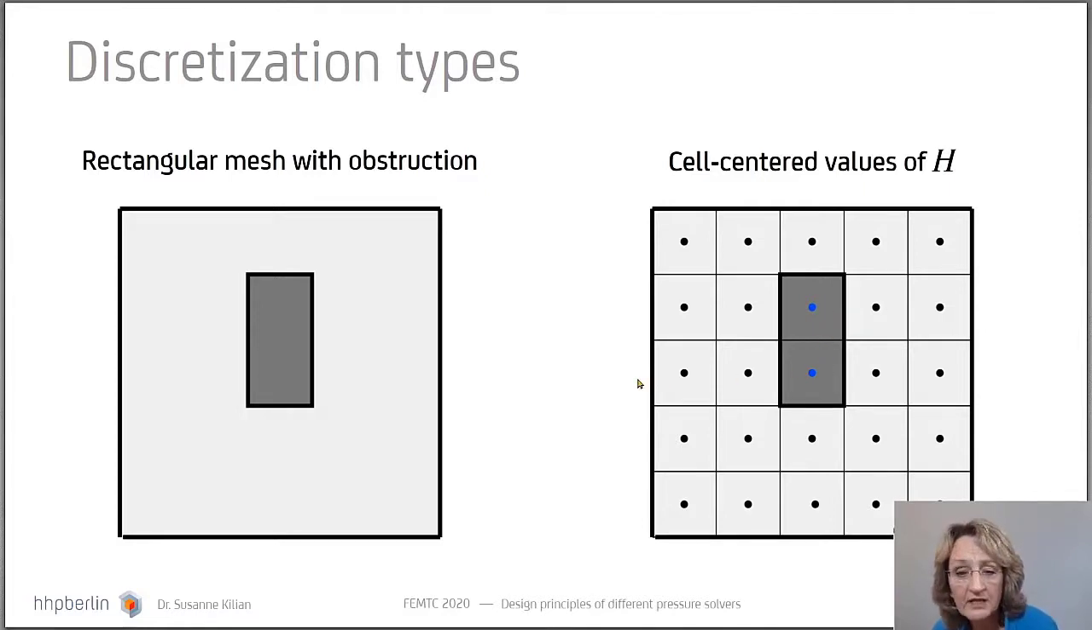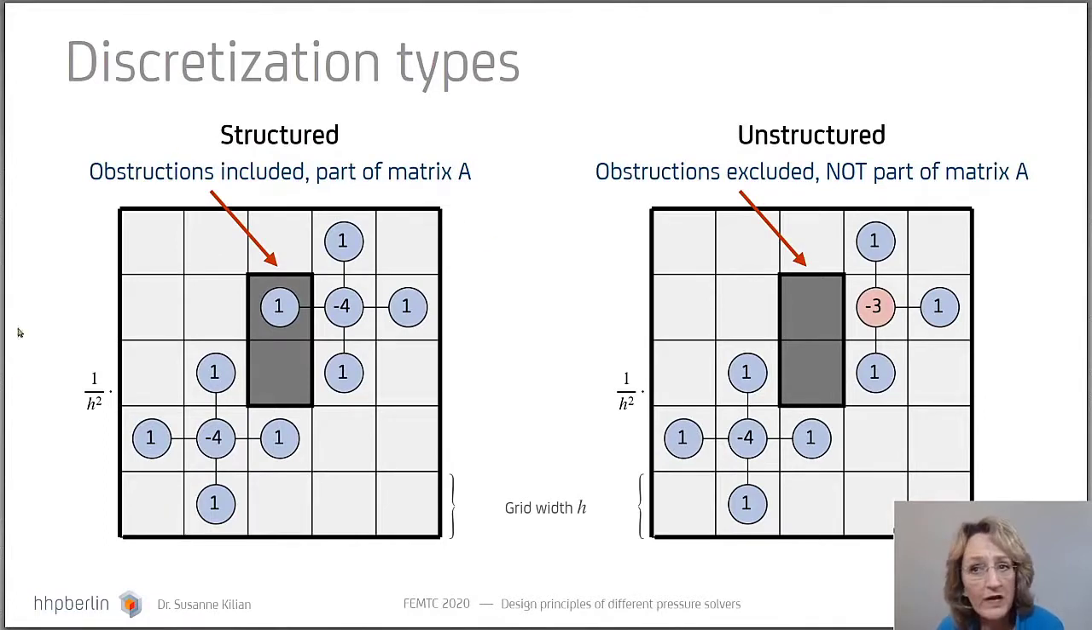In the structured discretization, no matter where you are in the domain, the same matrix stencil is used everywhere. That means it is used also in and along this internal obstruction. So the obstruction is somehow ignored, which at first sight doesn't seem to be very physical. But as we will see, there are good reasons to do so.